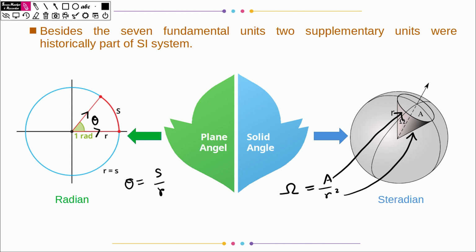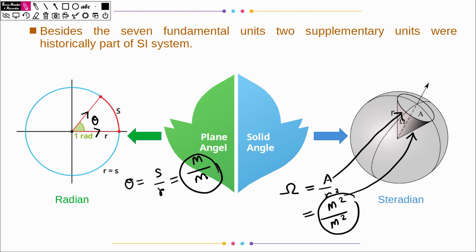Now the question is why it was called supplementary and why it was historically part of SI system. They are supplementary because they represent geometric quantities, not physical quantities like mass or time, and they are ratios. So coming to plane angle theta, we can see arc length divided by radius. So if we write the units, then it is meter divided by meter. Therefore, it is a dimensionless quantity. Similarly, for solid angle, area is meter square and radius square is also meter square. So this is also dimensionless.